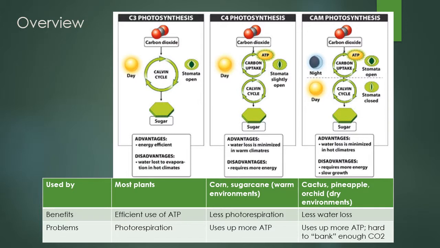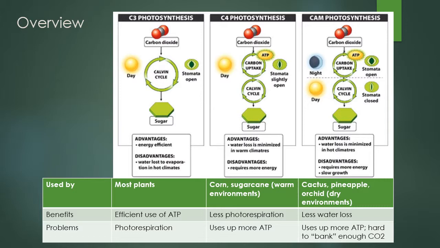Let's just go over a summary. Again, most plants will go through C3 photosynthesis, and the benefit of this is it's a very efficient use of ATP, that energy. The problem is that photorespiration does occur, and that's where, when those pores in the leaf open up, some carbon dioxide is lost.